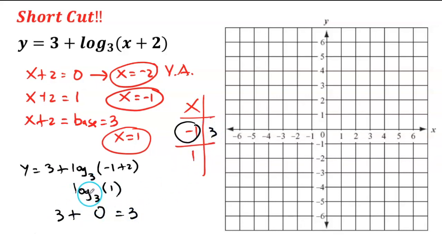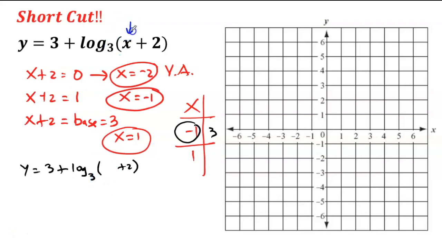Let's revisit this again. Let's just take this one. Log base 3 of 1 equals y. 3 to the y equals 1. What exponent does y have to be in order for the answer to be 1? 3 to the 0 is 1. That's why this becomes 0.